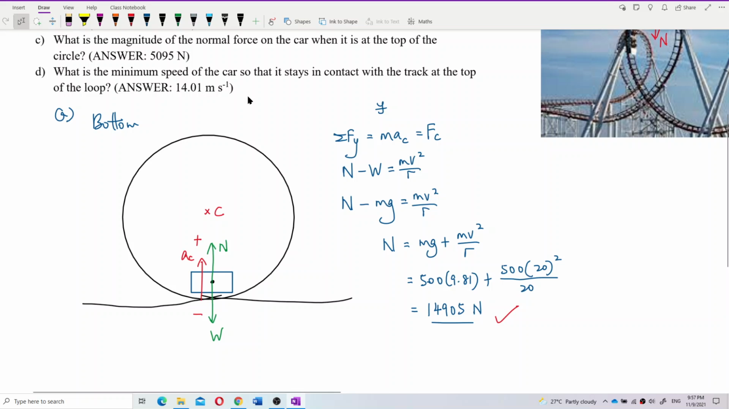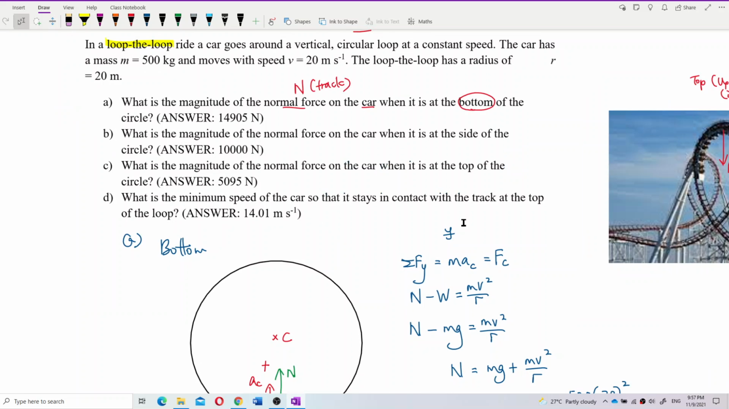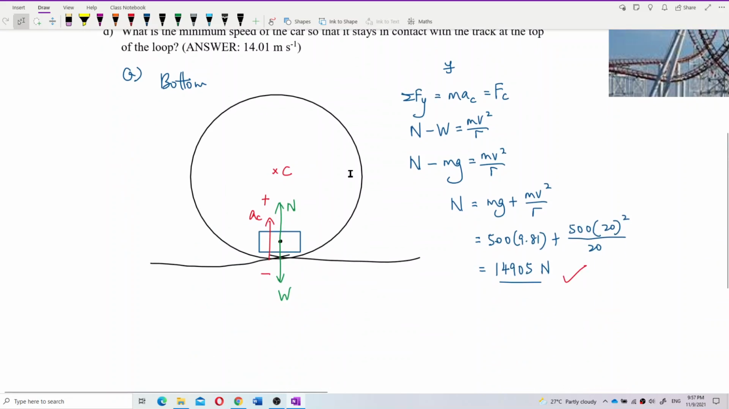All right, so next one. Now B. What is the magnitude of the normal force at the side of the circle? Oh, at the side. At the side, that means over here. How are you going to draw it?